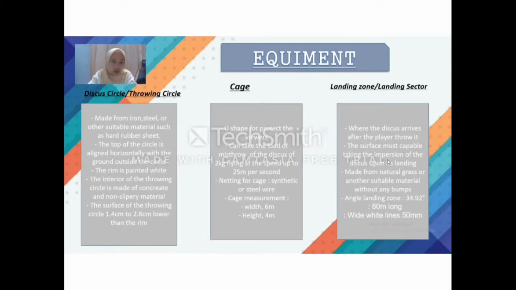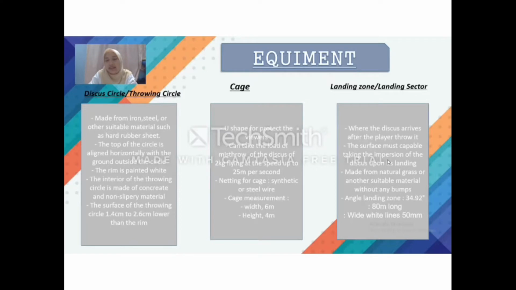The cage. The U-shaped cage offers protection for the viewers. It is designed and manufactured such that it can take the load of the discus of 2 kg flying at a speed of up to 25 meters per second. Any strong materials that offer protection for the player from rebounding of the discus can be used for the cage. The netting of the cage is constructed from synthetic fiber or stiff wire of moderately high tensile strength. The cage measurement is width 6 meters, height 4 meters.